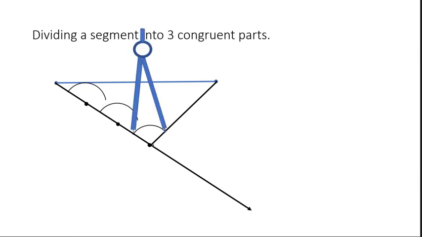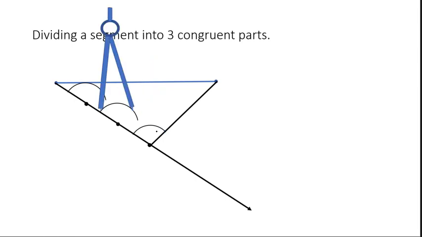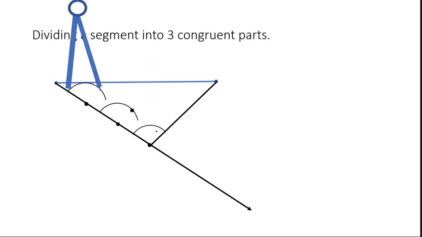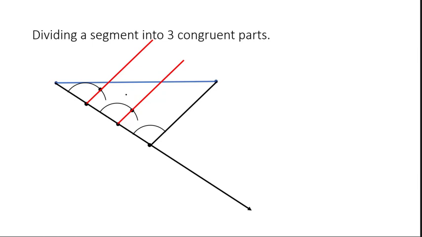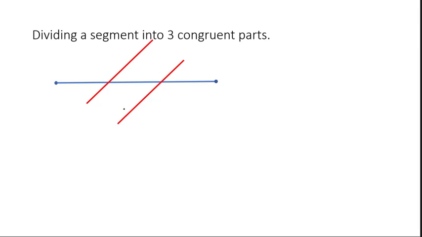Then we want to measure the distance between the 2 intersection points of that first arc that we created. You measure, then pick up your compass, don't change the length, put it here, mark off that point, move it over here, mark off the point on that arc, and we just connect the points. These 2 points we can connect, and then these other 2 points we connect, and now we have divided this segment into 3 congruent parts. From here to here is one part, from there to here is a second congruent part, and from here to the end is the third congruent part.